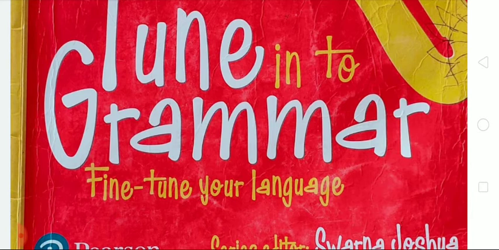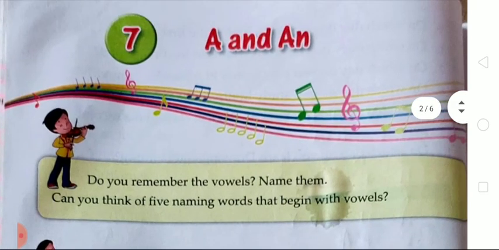Dear student, in my previous video we have started chapter number 7, that is A and An. In that chapter we have learned how we could use A or An before any words. So in today's video I'm going to explain the exercises of this chapter. First of all, you all take out your Tune Into Grammar book and open chapter number 7. The topic is A and An.